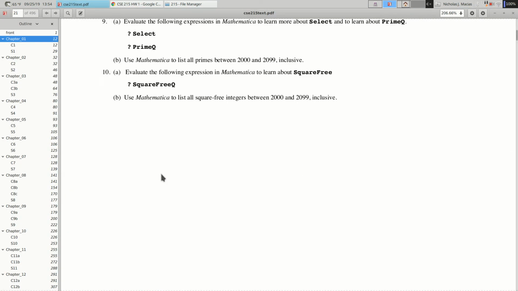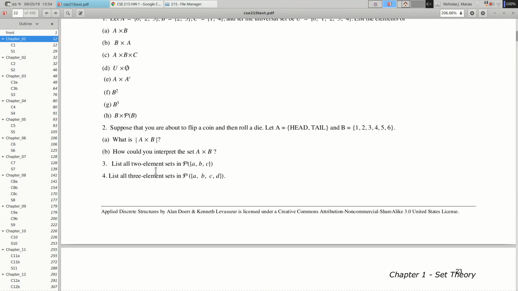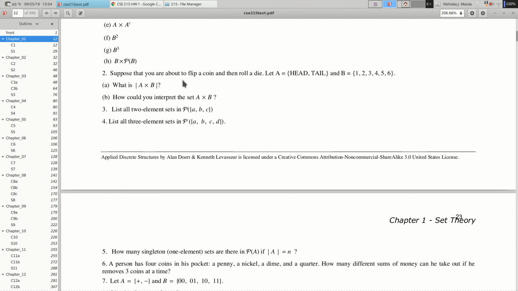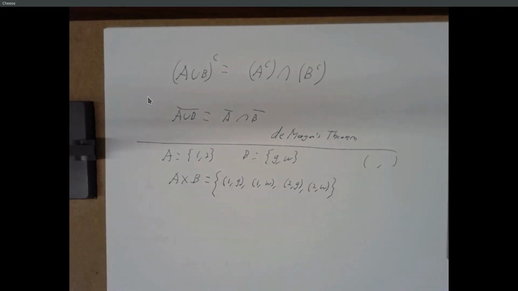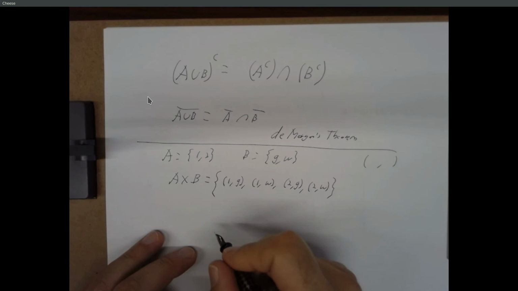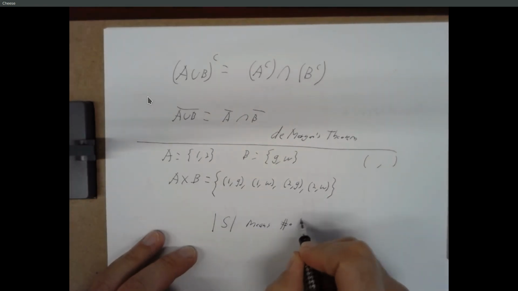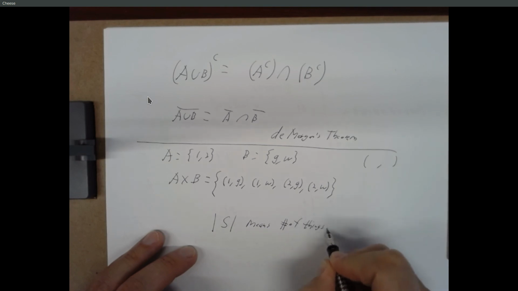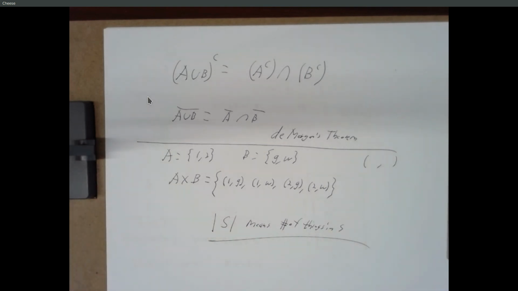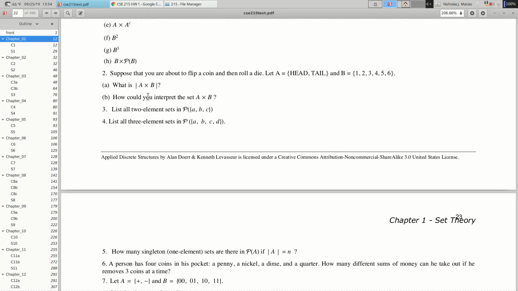And then 1.3, number 2, so that's one using Cartesian products. So suppose you're about to flip a coin and roll a dice. Let A be the set containing heads and tails, and B contains the integers 1 through 6. So when you have a set with bars on either side of it, that means how many elements are in there. So that's a definition: the bars around S mean the number of things in S, but only if S is finite.